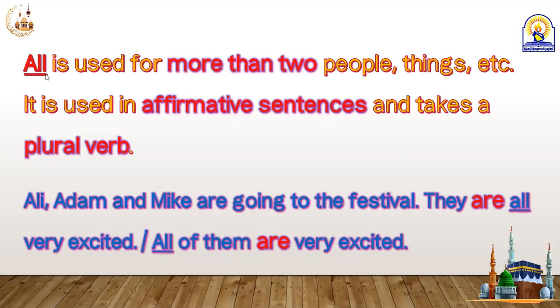We use all when we talk about more than two people, more than two things, okay? And the sentence, as you can see, is affirmative. It's not negative, it's an affirmative sentence, okay? And the verb is plural. These are the most important points in the grammar rule, which I want you to keep in your mind. Use all when we talk about more than two, it's used in affirmative sentences and it needs a plural verb. This is for all. What about both? Let's see.